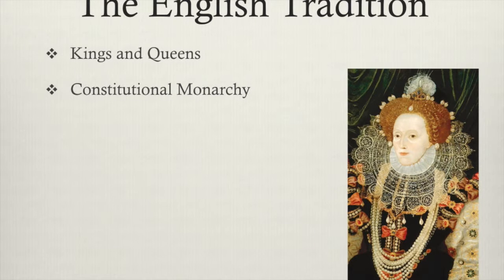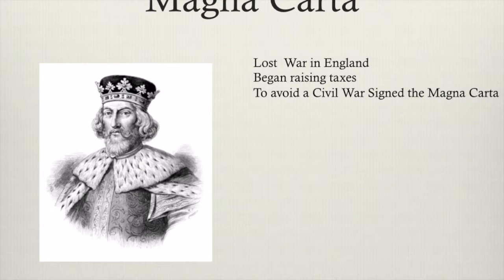So, we need to know what it meant to be English. We are familiar with the idea of kings and queens, but England was actually not a monarchy at this time. It was a constitutional monarchy. And a constitutional monarchy means that the power of the king and the queen were limited by a constitution. And that constitution is the Magna Carta.